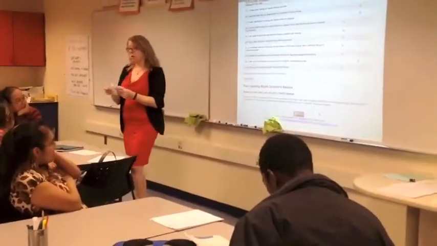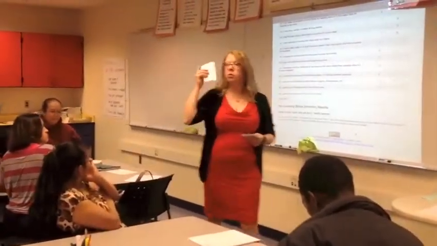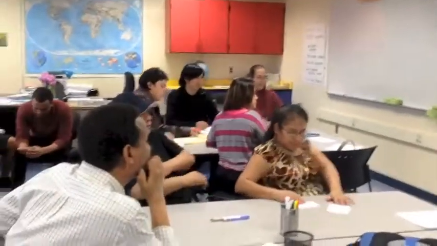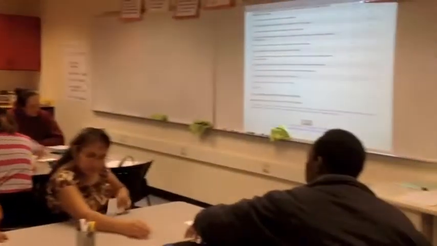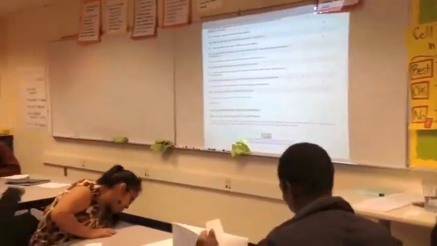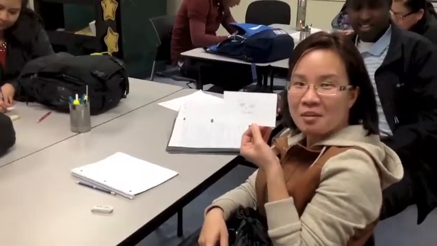So I'm going to give you all a piece of paper, and I want you to write on one side what you think your learning style is right now, and then we'll take the test and you can see if it matches up. Do you remember the three categories? Yes. Auditory, visual, or tactile, or kinesthetic. Which learning style do you think you are? I'm a visual. Okay.